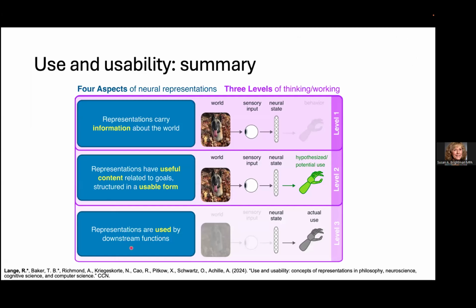Okay, so to summarize everything that we've done in this workshop and what we're putting together in this paper, what we did is we organized ways that people talk about neural representations in terms of information content at level 1, in terms of how that information is useful for some task or goal and how it's formatted in a usable form at level 2, and how it's actually used by downstream functions in level 3.